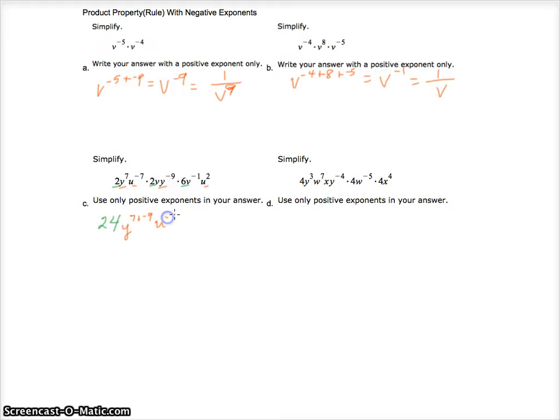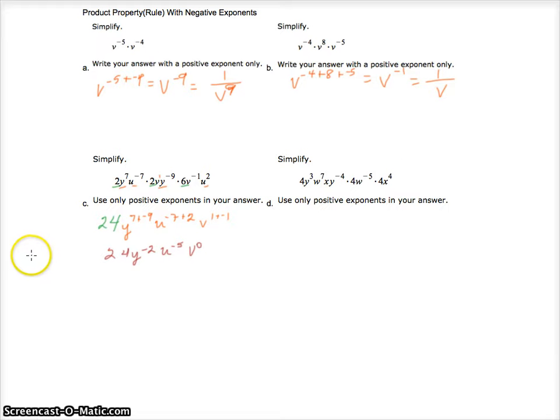So u to the negative 7 plus 2. And then v to the first power plus negative 1. Alright, let's simplify all these. So I get 24 y, 7 plus negative 9 is negative 2, u to the negative 7 plus 2, so that's negative 5, and I get v to the 0 power.